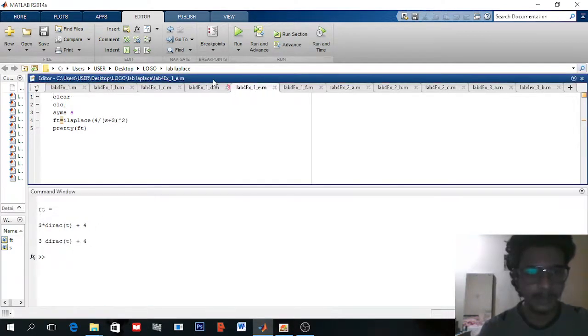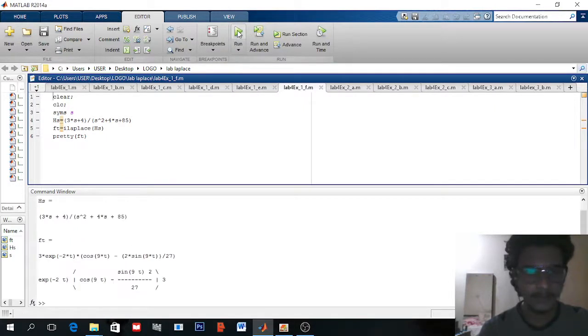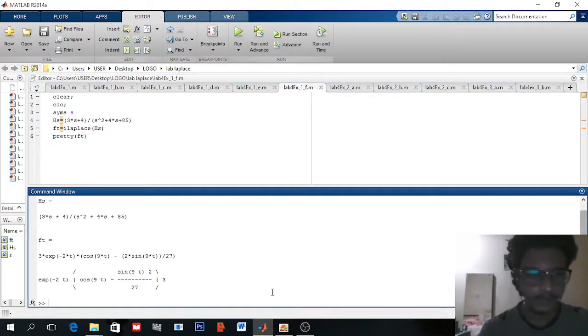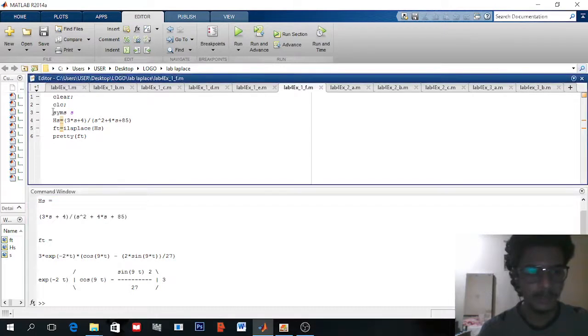As for 1E, clear CLC, define S, I Laplace, the function, pretty FT. So you can get the answer. This is 1F. There are some changes. Only need to change the definition and also the Laplace to I Laplace.